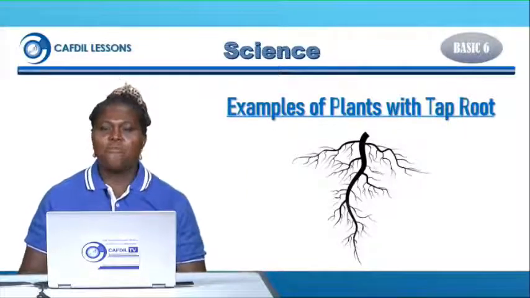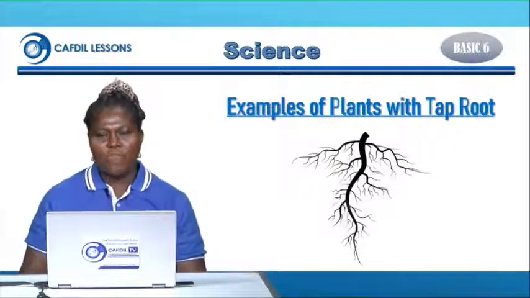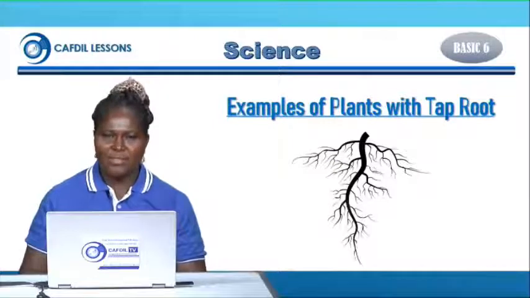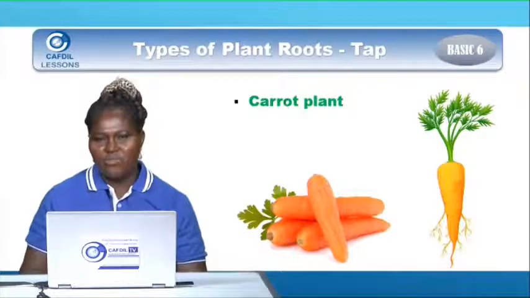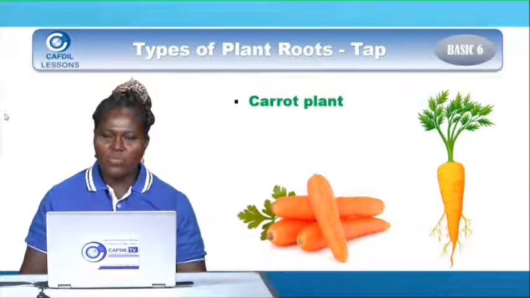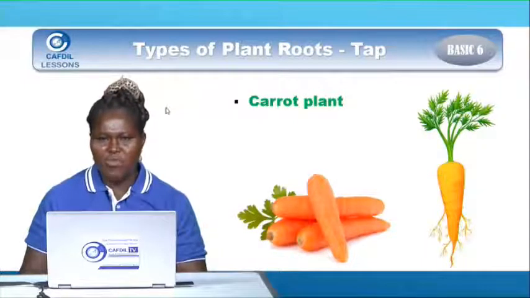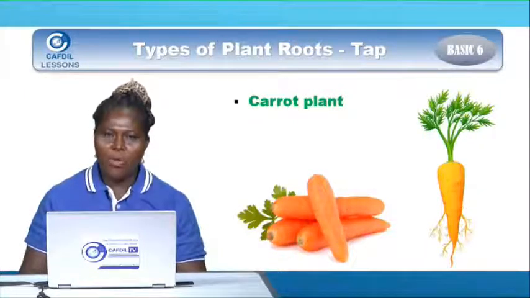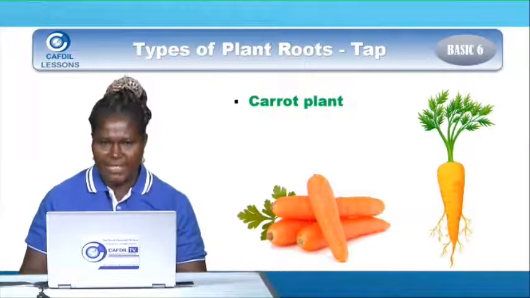So examples of plants with tap roots. We are coming to look at examples of plants with tap roots. Now one, we have carrots. Now look at the roots of the carrots. And it is a tap root. Now this carrot will grow deeper into the soil, and it has side roots and root hairs. So an example of plants with tap roots is the carrot plant.